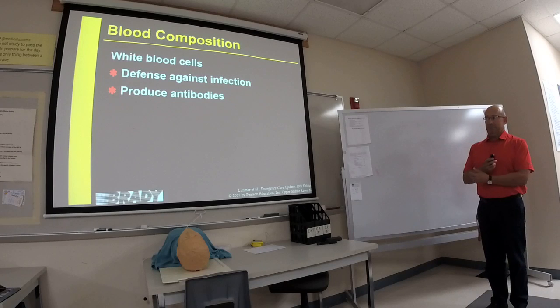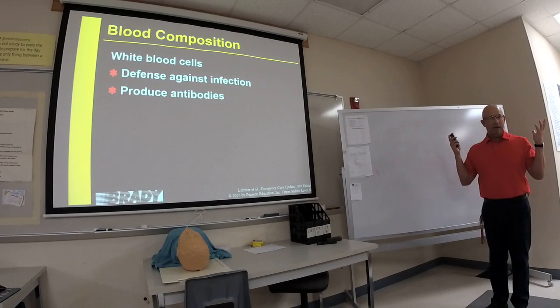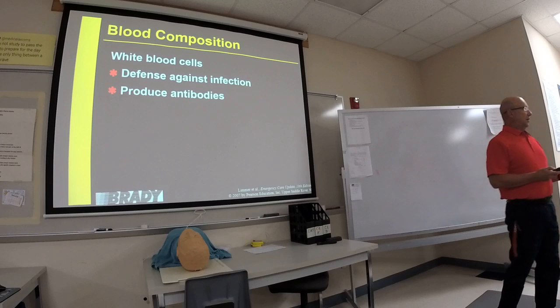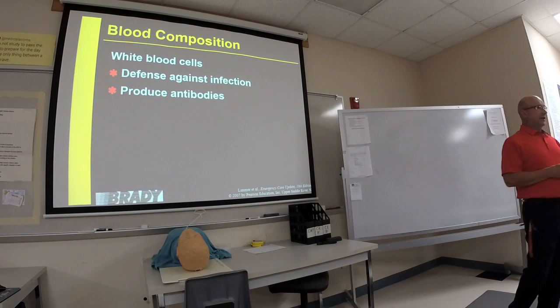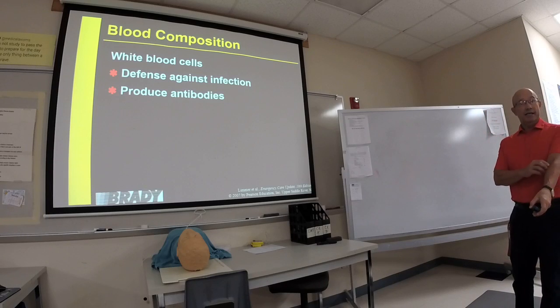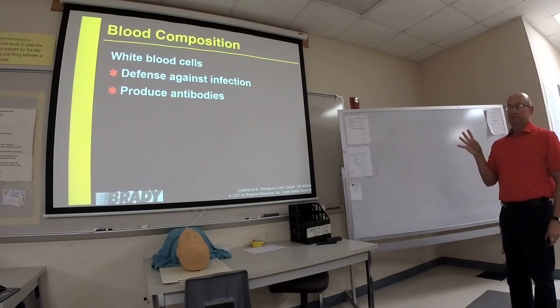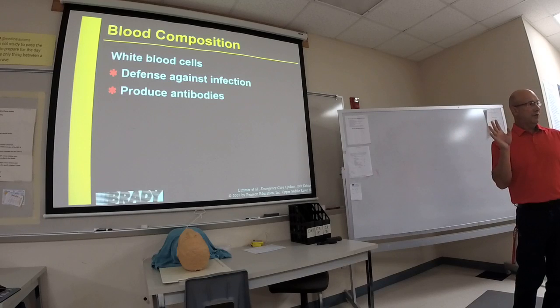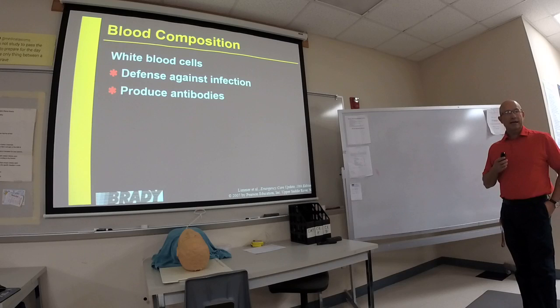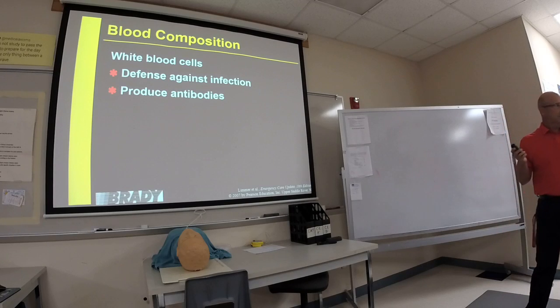White blood cells fight infections, produce antibodies, right? Someone with an infection, a lot of times their white blood cell count is up. That's how they know. They draw a WBC, white blood cell count, and they look at that and they say, whoa, you've got 12,000 white blood cells. And they diagnose them with some sort of infection.